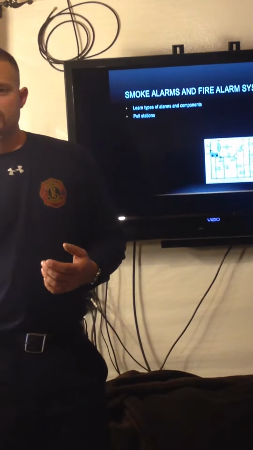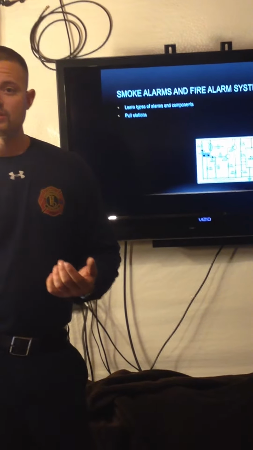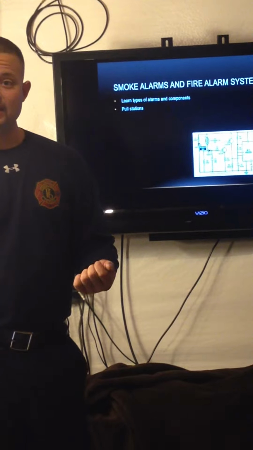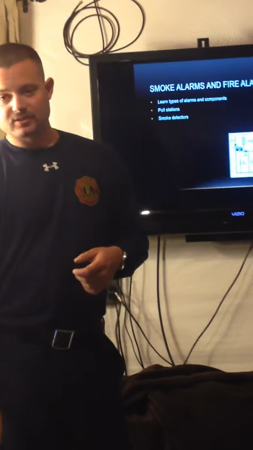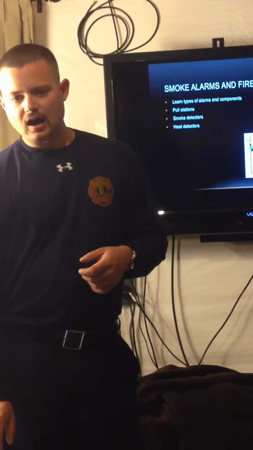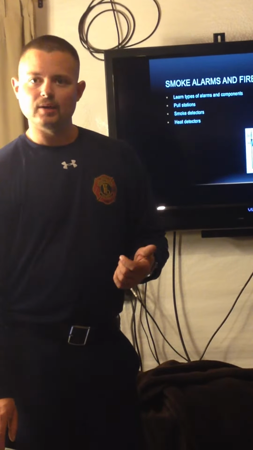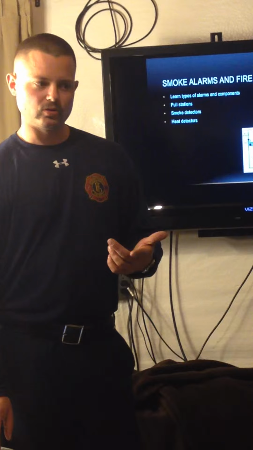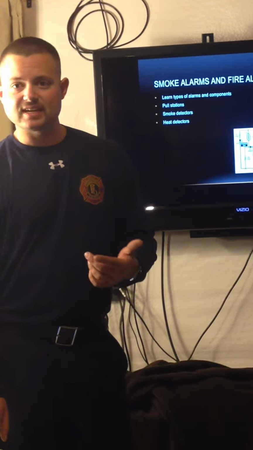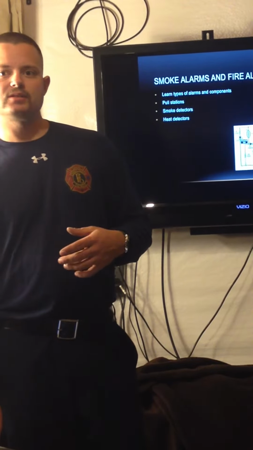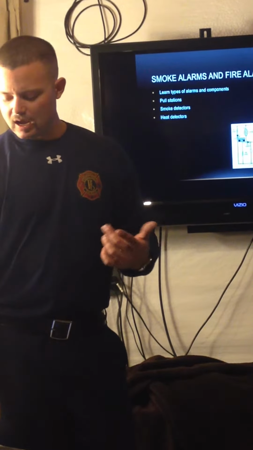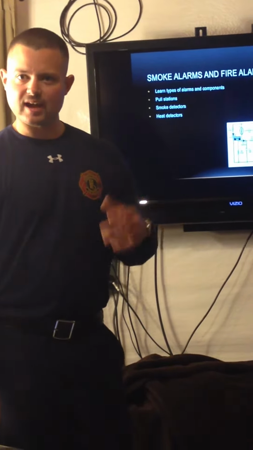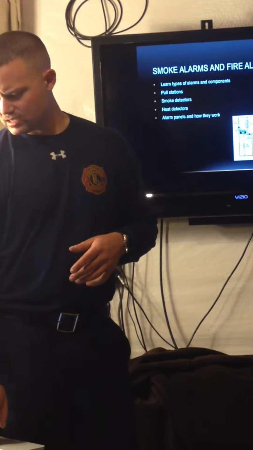There are also pull stations. There are multiple ways to reset pull stations. Usually you either need the key or you need a good set of Allen wrenches to open those up. Multiple different types of smoke detectors, ionization, just your normal ones. You also have heat detectors. These detect the amount of heat rising to the ceiling. Usually they have a threshold higher than a smoke detector, usually averaging around 500 to 800 degrees.